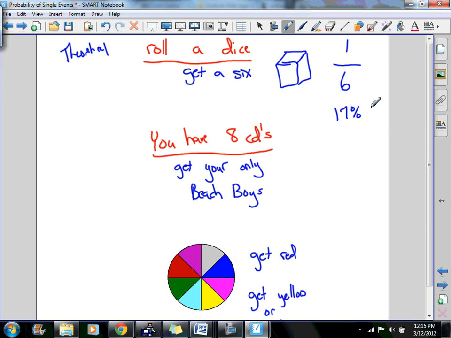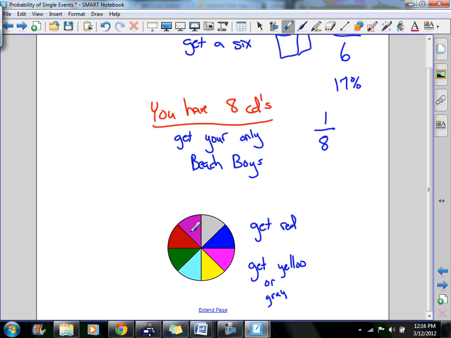What about if I have 8 CDs and I want to get my only Beach Boys CD out of there? Well, ignoring the fact of how outdated Beach Boys are, if we had 8 total CDs and only one of them was the Beach Boys, that would be simply 1 out of our total of 8. And we could also break that down into percent. And on the bottom here, we have 8 equal options on this spinner. And they're asking, what's the probability that we get red on the spinner? Well, if there's 8 total, there's 1 red spot, so it would be a 1 out of 8 to get a red.